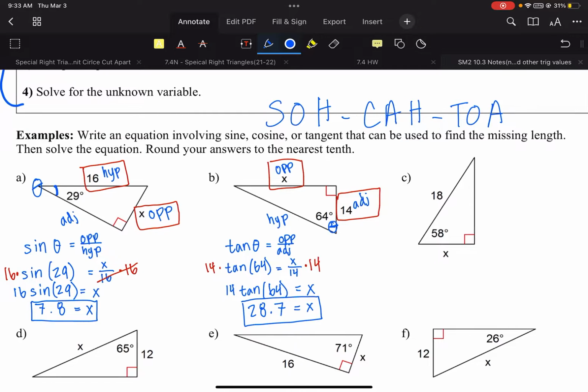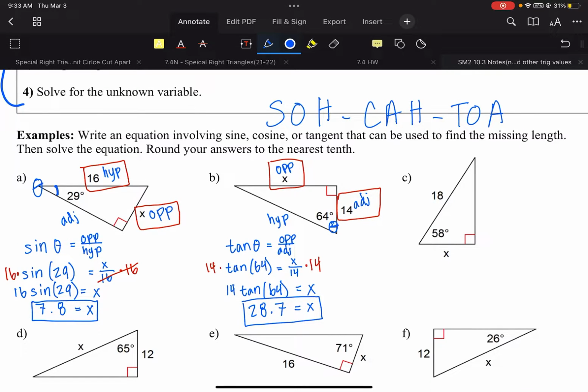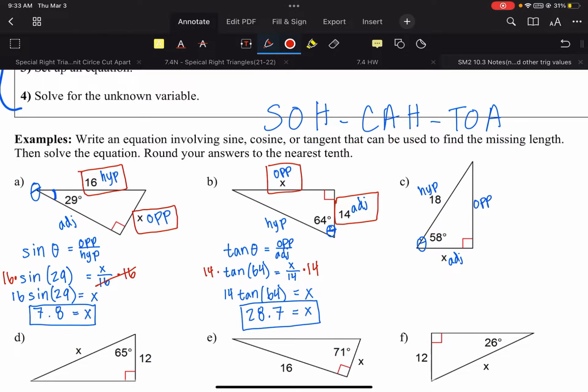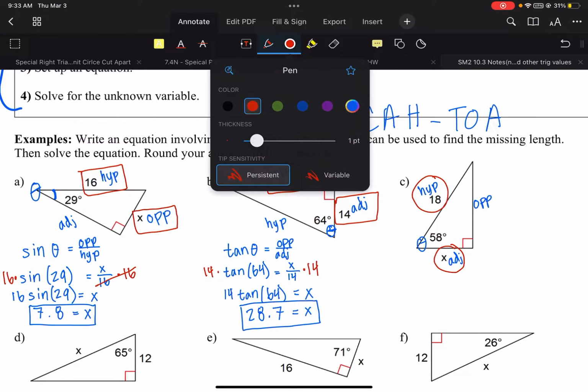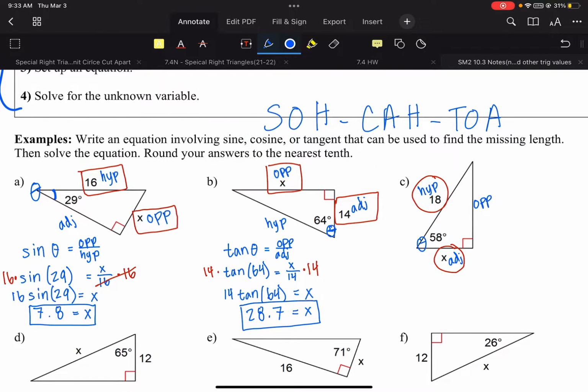All right, let's do another one. First thing I'm going to do, put my theta where my angle is, label my sides, opposite, adjacent, and hypotenuse. And then I've got to decide which trig function to use. So I know the hypotenuse, and I want to know the adjacent. So that means I'm going to use the cosine.